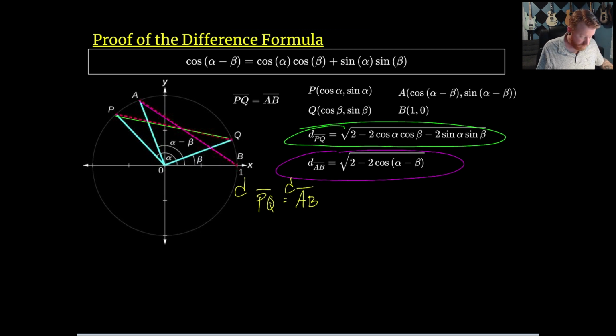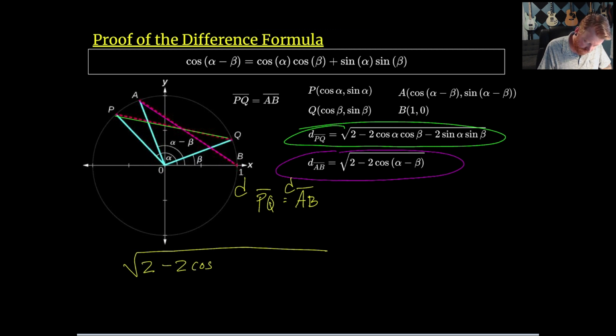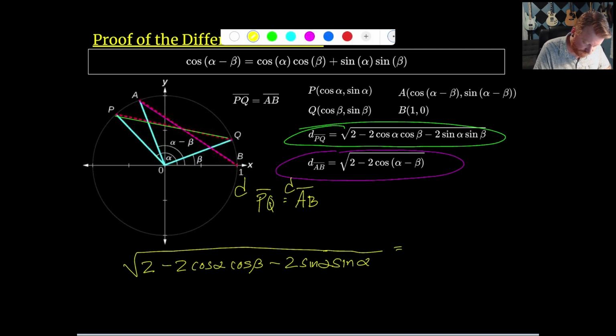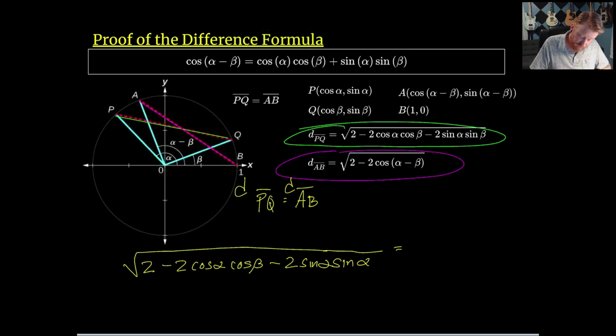So that is what we will do here. We are getting that, I'll do it down here again, and if I need more room I can move it up and make it smaller. The square root of 2 minus 2 cosine alpha cosine beta minus 2 sine alpha sine beta. That was the part in the green there. Probably should have done that in green maybe. But that's going to be equal to the part I circled in pink here, the square root of 2 minus 2 cosine of alpha minus beta.